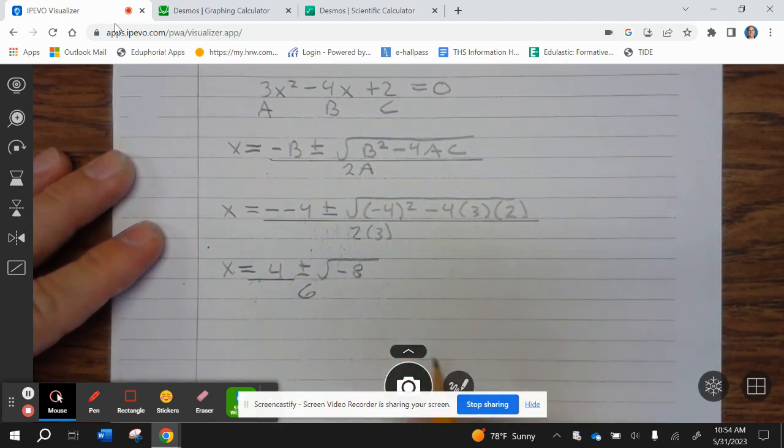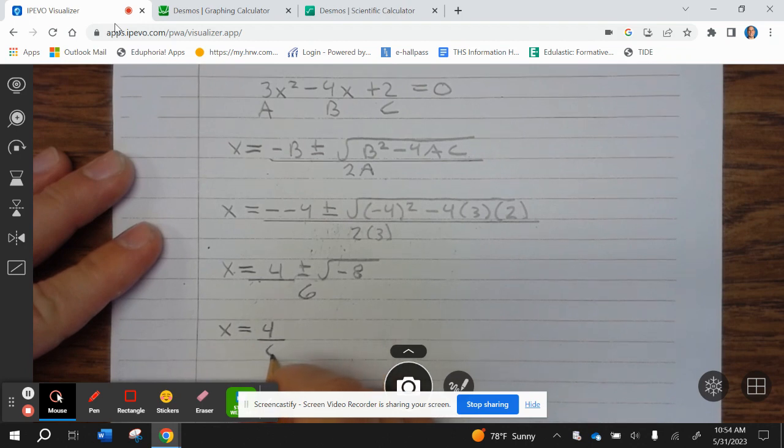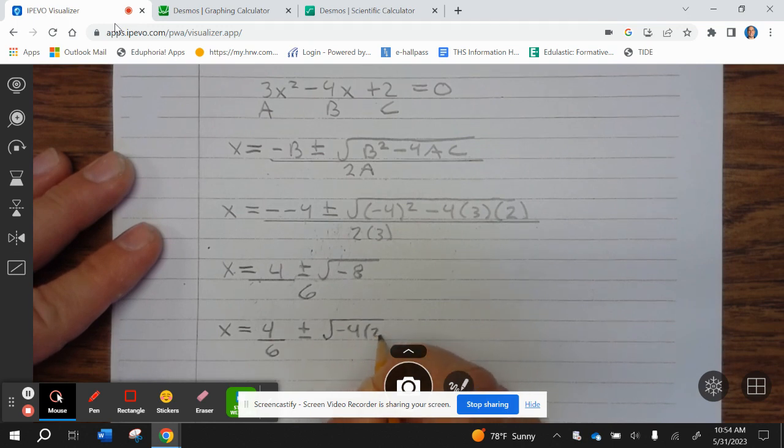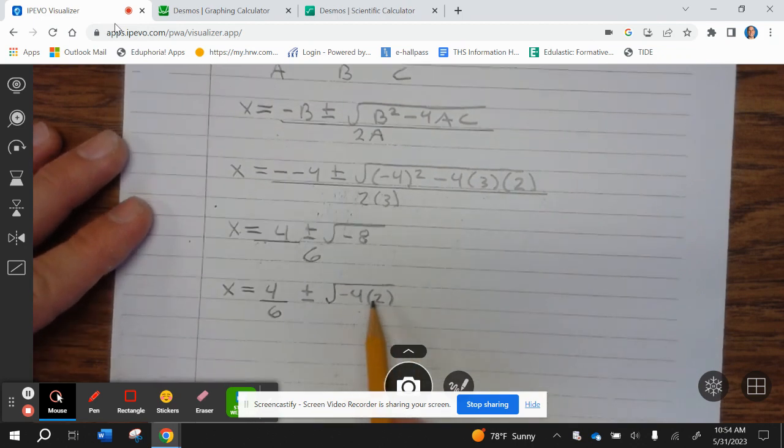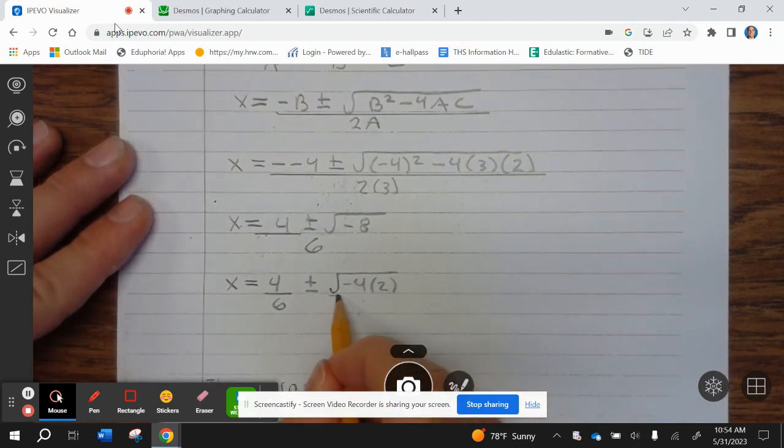Okay. So then x equals 4 divided by 6 plus or minus. Now, we want to rewrite this so we can take the square root. So we're going to write that as the square root of negative 4 times 2, because we know we can take the square root of 4. And we know that negative 4 times 2 is negative 8, divided by 6.